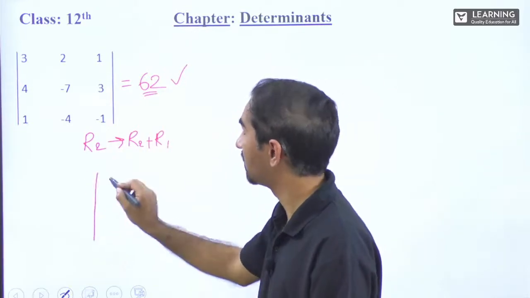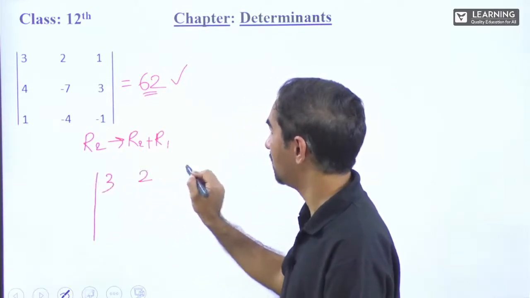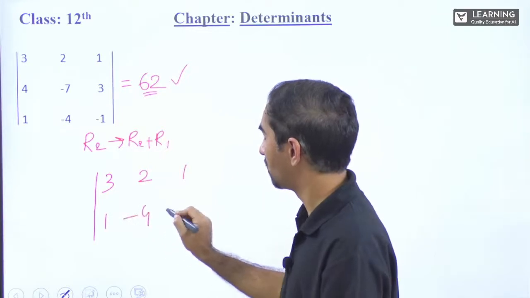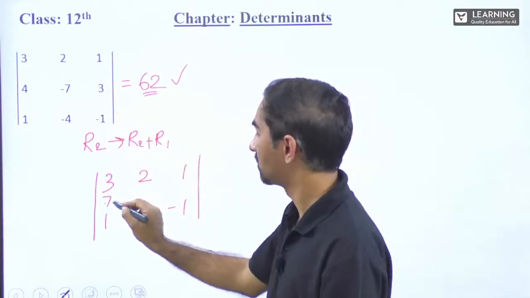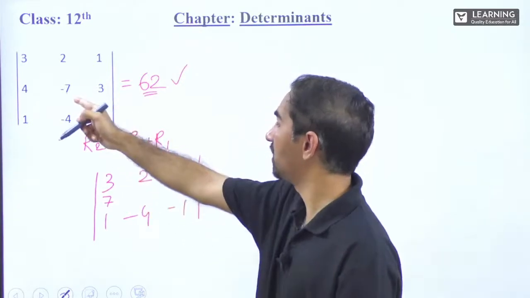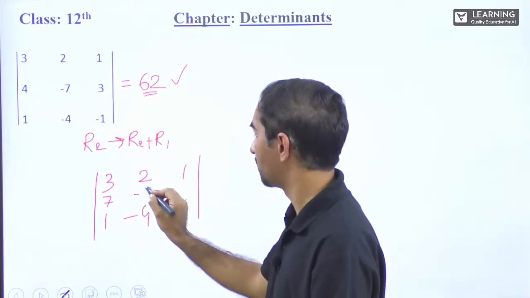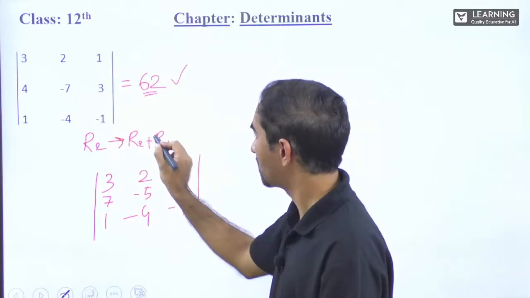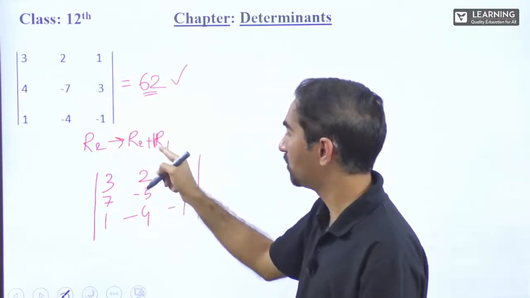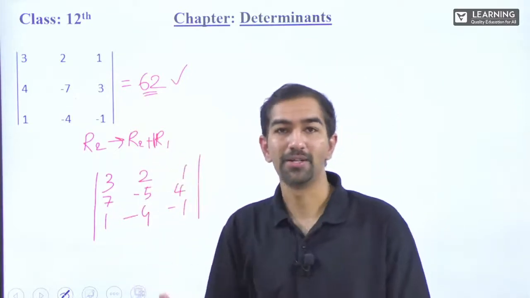So write R1 and R3 as it is first. That will become 3, 2, 1, 1, minus 4 and minus 1. So R2 plus R1: 4 plus 3 is 7, minus 7 plus 2 is minus 5, 3 plus 1 is 4. What is K here, students? K here is 1. You can also use 2, 3, 4, 5, 6, 7, 8 and so on.